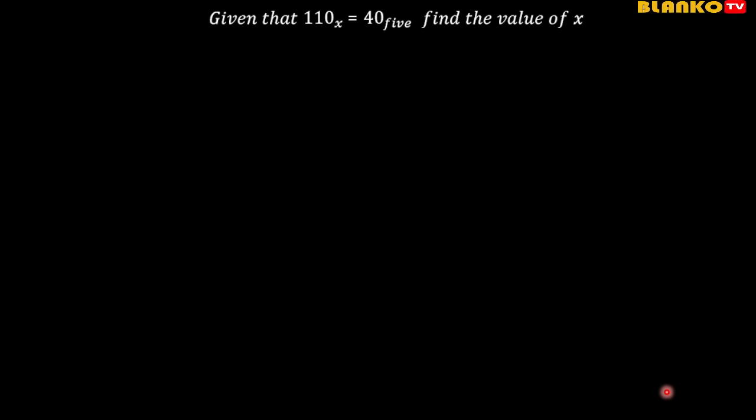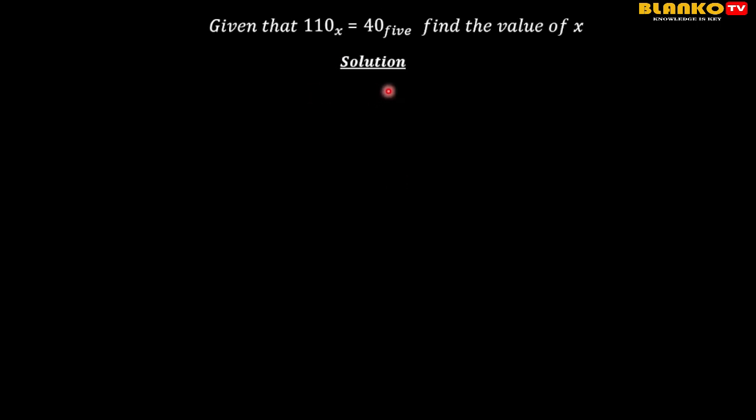Alright, so let's solve this question. So the solution, we are going to convert each term to base 10. So we are going to take 110 in base x and convert it to base 10, and then take 40 in base 5 and convert it to base 10. I hope you understand. So let's take 110 in base x and convert it to base 10. Since it's in base x, we are going to multiply through by x.